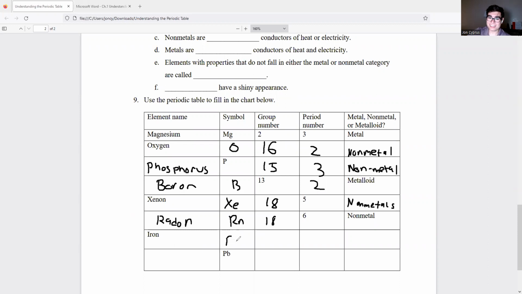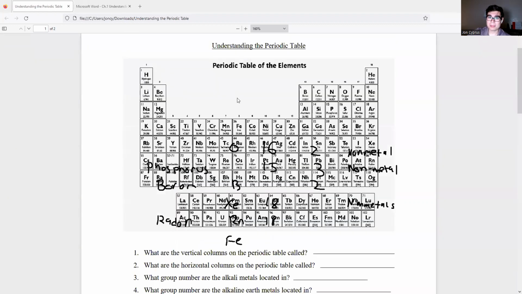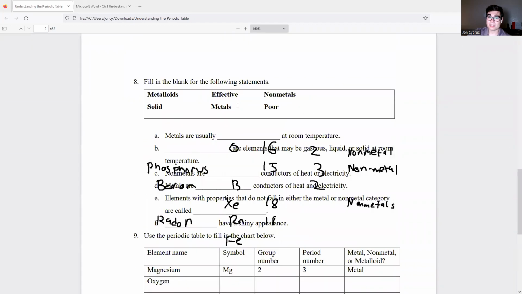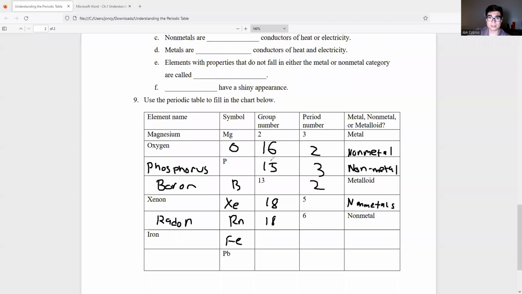Iron, I said, is Fe. If you look at the group number, it's in the 8th group right here, 8th column. This is in the 4th row, so in the 4th period. That's an 8. That's a 4. And last we have lead, Pb, and this is in group number 14, period number 6, and it's a metal. Oops, and I forgot to name iron. Iron is also a metal, as we all know.